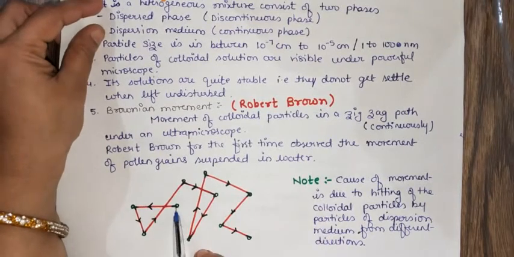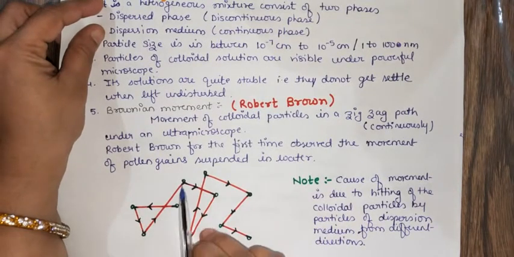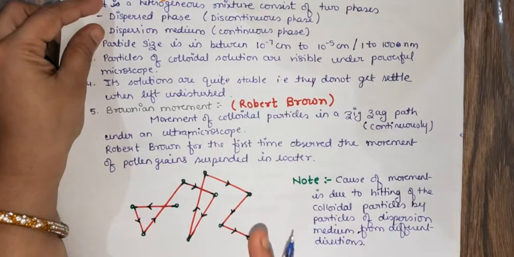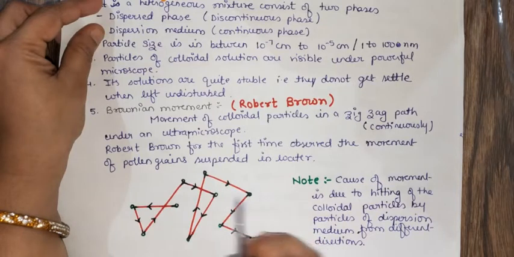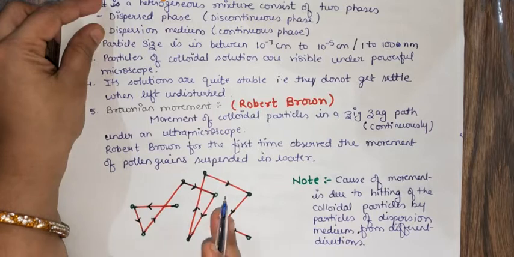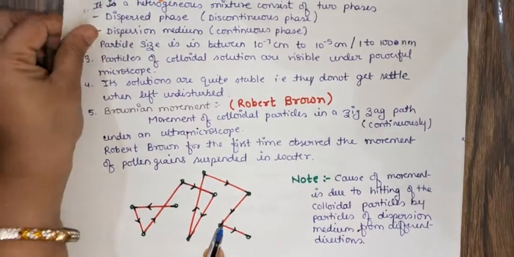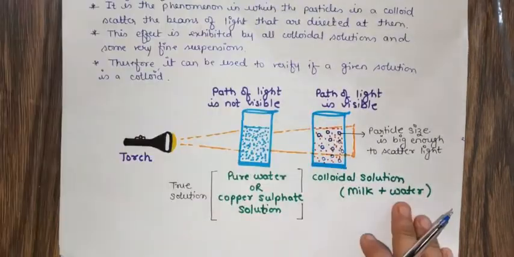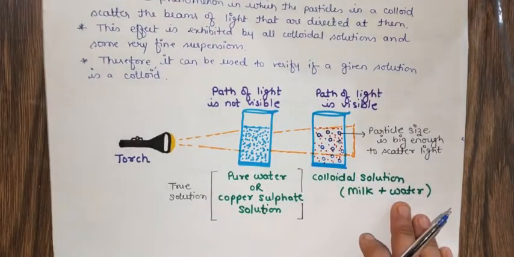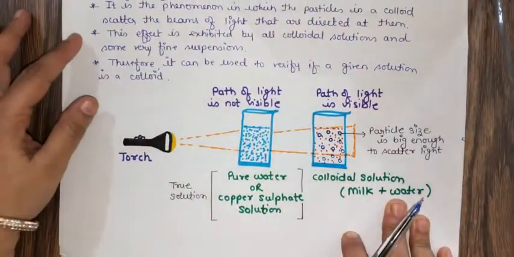See, in this way, this is called the zigzag motion of the colloidal particles when suspended in water or any solution. Why is it caused? It is caused because one particle is hitting the other particles, and in this way the particles move in a zigzag manner. So this is the case of pollen grains in water. Now let us discuss another property. The next property is the Tyndall effect.